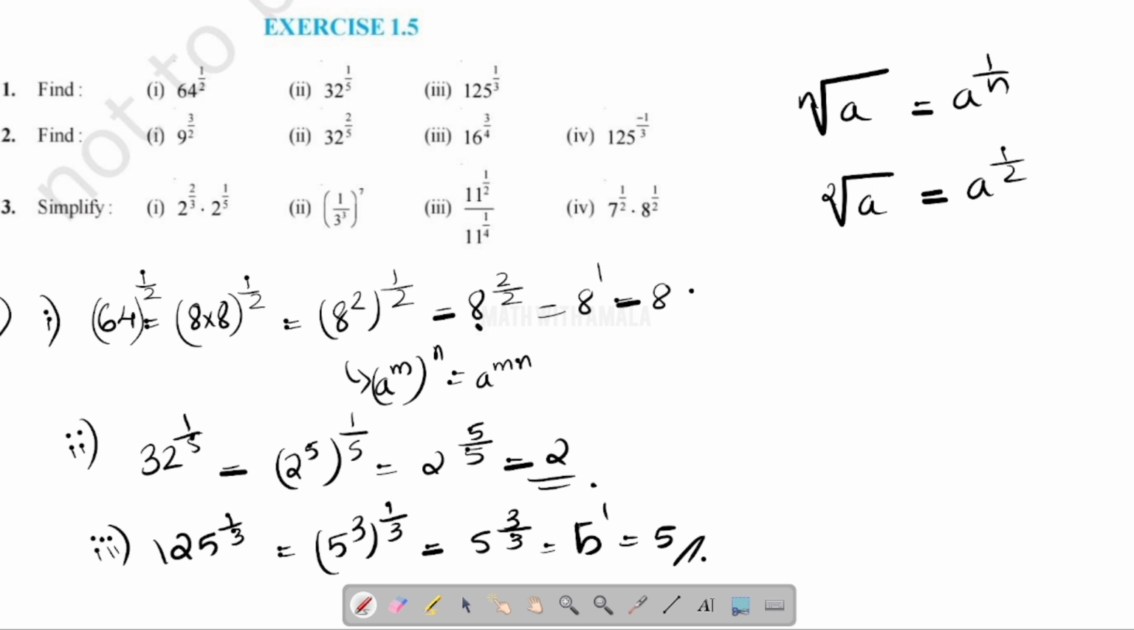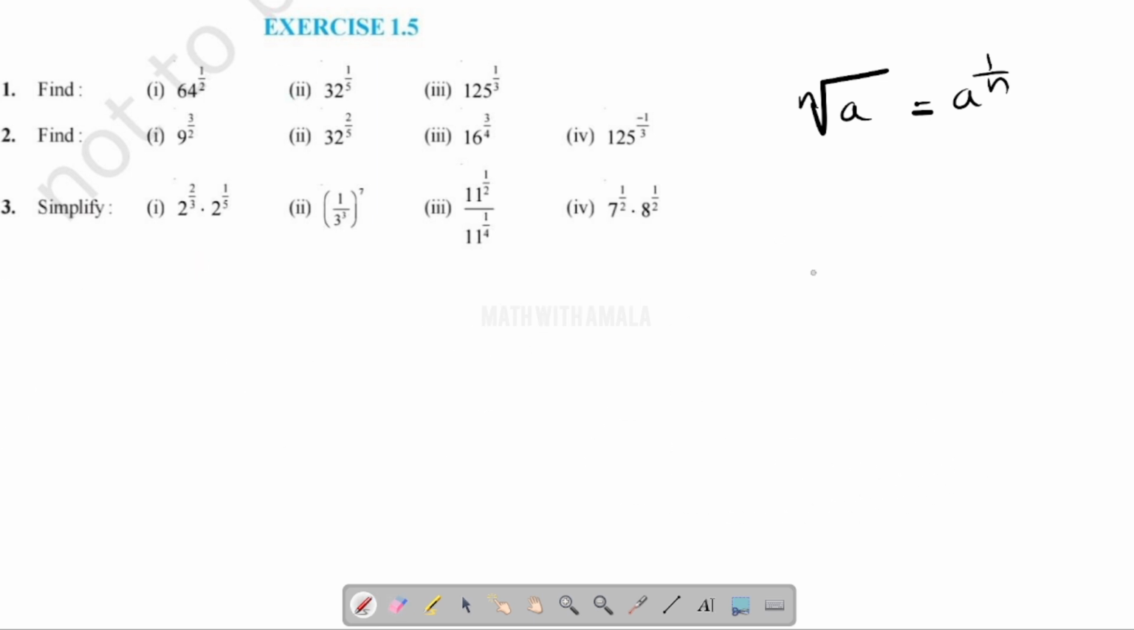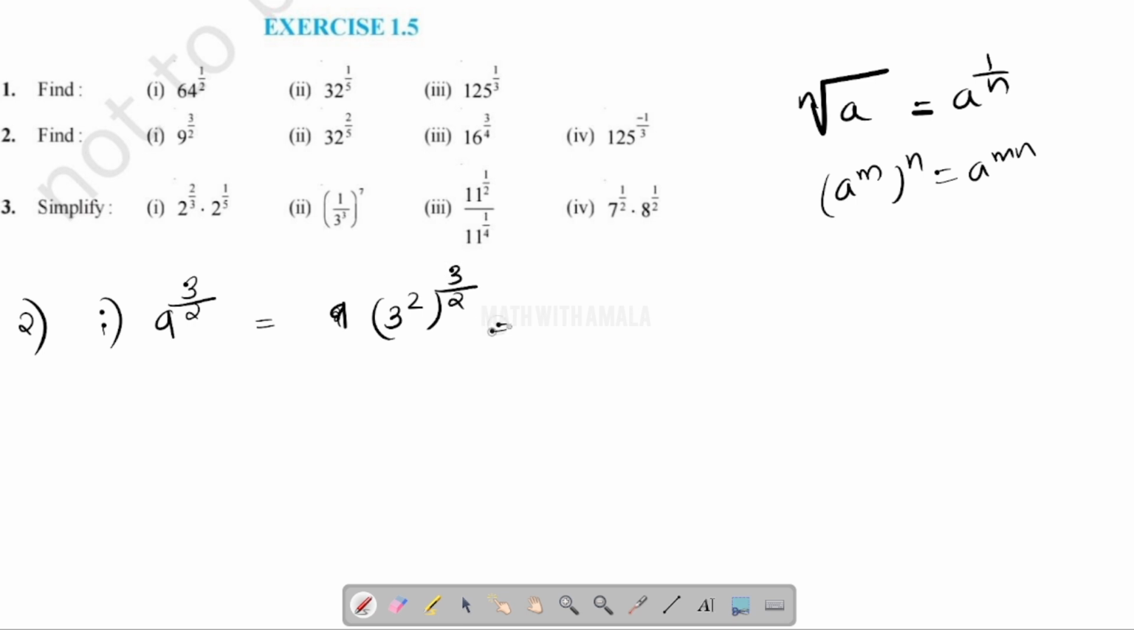Now let's move to the next part, or the second question. Question number 1 is 9 raised to 3 divided by 2. For such questions you need to recall the law, (a raised to m) whole raised to n is equal to a raised to m into n. Here we have 9 raised to 3 by 2. Let's represent this 9 as the power of some number. So 3 square, (3 square) whole raised to 3 by 2, which is equal to 3 power 2 into 3 by 2. That is 3 raised to 6 by 2, or you can cancel the 2's and you will get 3.